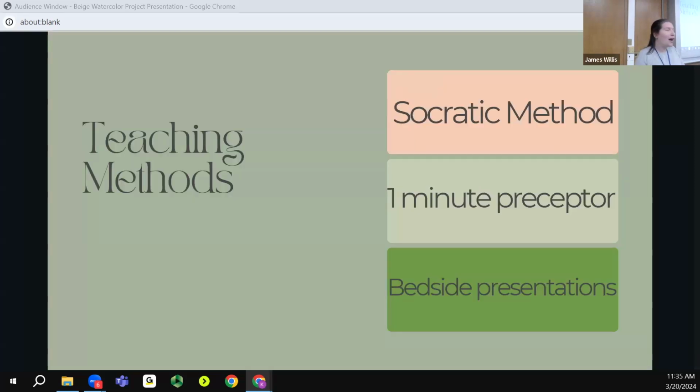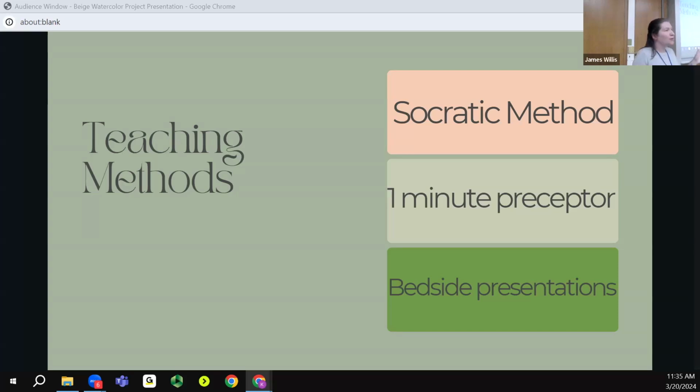So here are some common teaching methods. First is the Socratic method, which is kind of just confused. It's very similar to pimping, but they say it's the nicer version of pimping. It's where you're asking questions of your learner, trying to gauge what they know so that you can pull information out of them and get them to learn more.